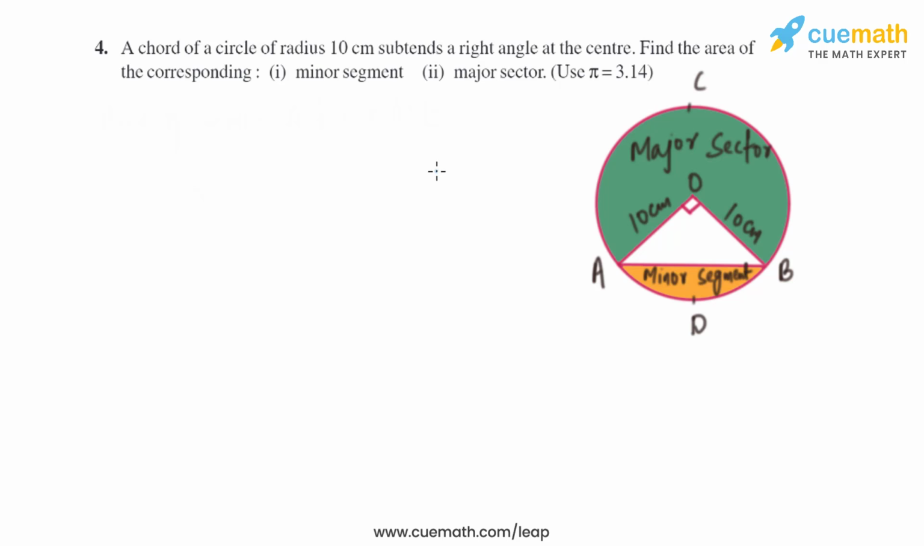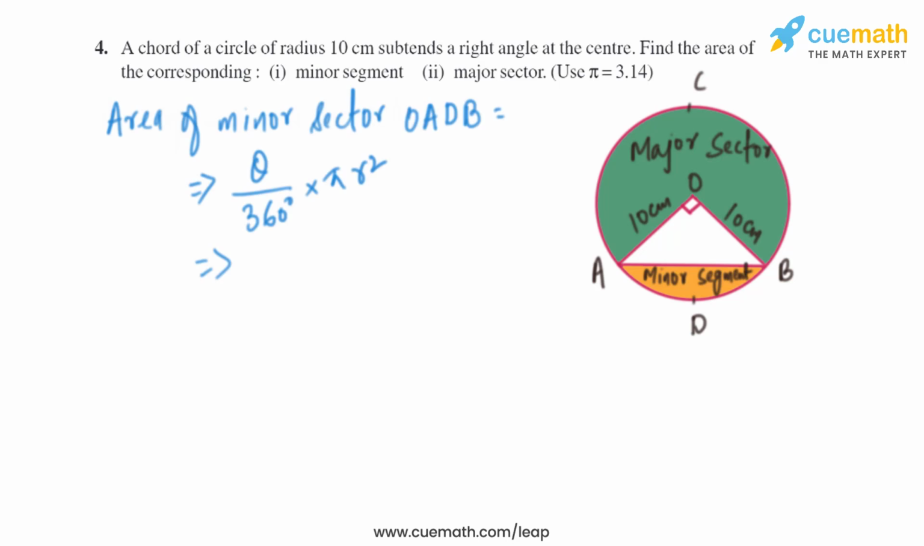Now in the next part we have to find the area of the minor segment. To find the area of the minor segment, we can find the area of the minor sector, and after finding the area of the minor sector, we can subtract the area of the triangle from it. So we'll get the area of the minor segment, that is in yellow.